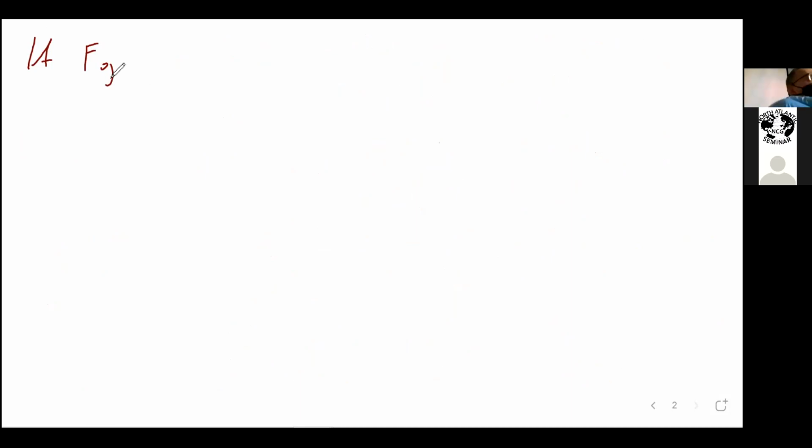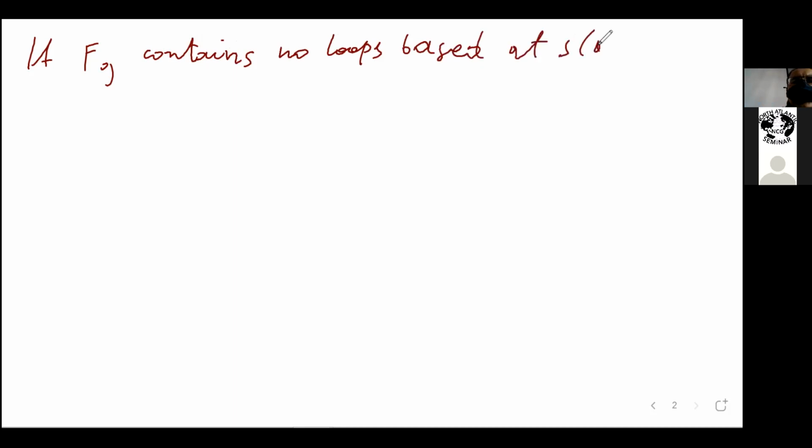So if F9 contains no loops based at S of A. Remember, we argued at length that if I look at the other sum, well, I'm just talking about loops based at S of A, at least in this part, which is beyond J and D0. So now let's see what happens if we assume that F9 contains no loop based at SA. But then we get a contradiction.